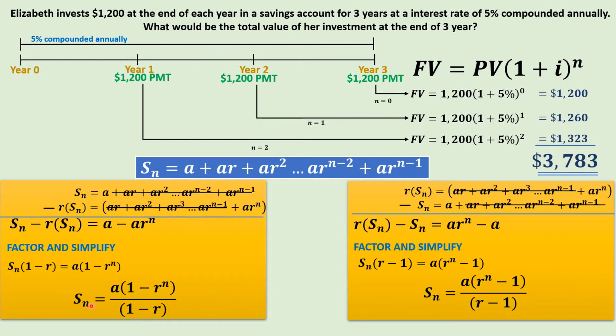So now that you have both equations, the first equation is mainly used when your R is less than 1. When your R is greater than 1, in that scenario, you'd use this second equation. And in our case, in Elizabeth's case, her R is greater than 1. She's investing at 5% compounded annually, so the R in her situation is greater than 1. So we're going to use this equation.